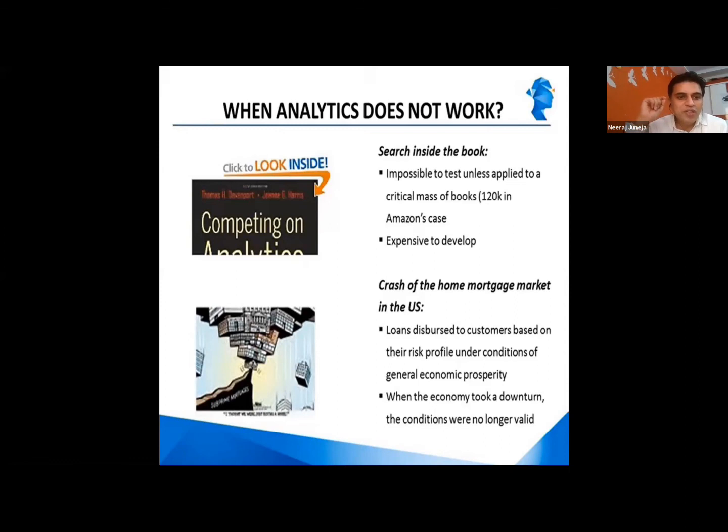Why? Because whatever decisions you take based on these procedures of business analytics have some kind of pre-assumptions, right? And what was the pre-assumption at that particular time? The pre-assumption was that the market keeps on prospering and there will be no economic slowdown. Because the market was going pretty good, there was a pre-assumption that the market will keep on going good and people will be paying back their loan amounts or their EMIs on time. But that pre-assumption turned out to be wrong, right? In the scenario of economic downturn, these preconditions, these assumptions, were no longer valid. That is why there was a crash in the home mortgage market in the US, right?